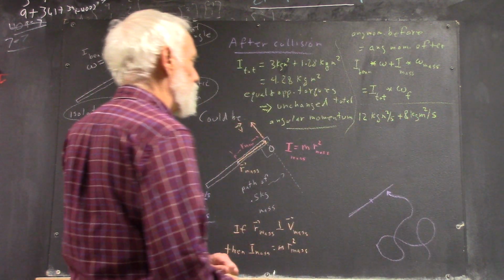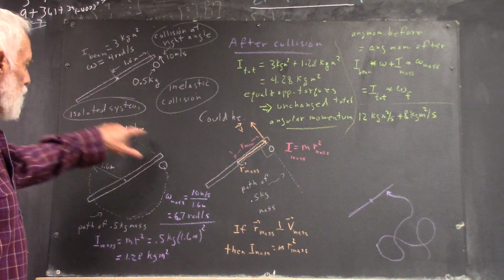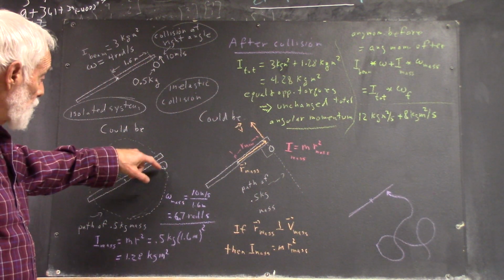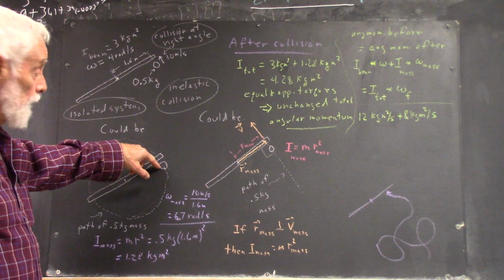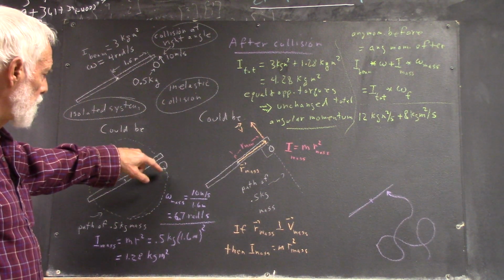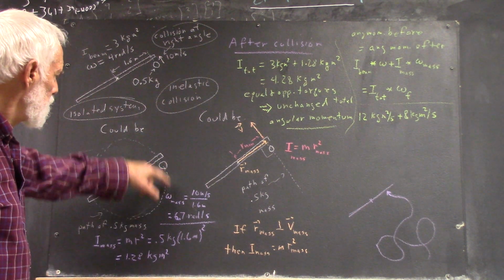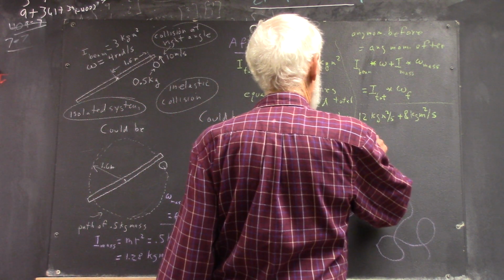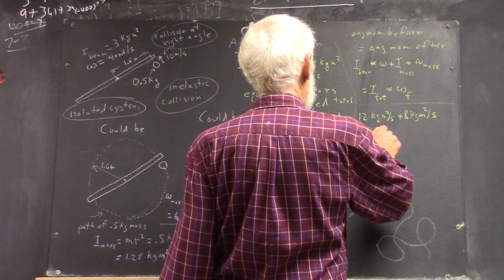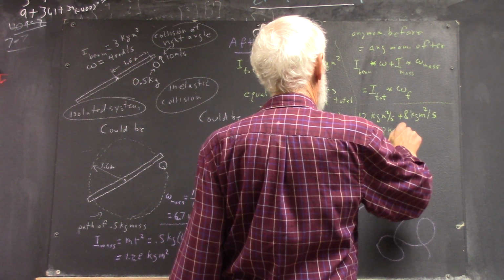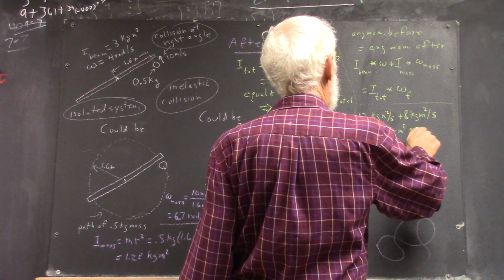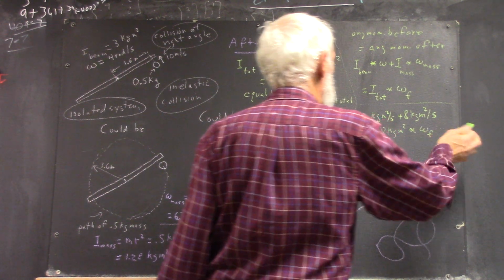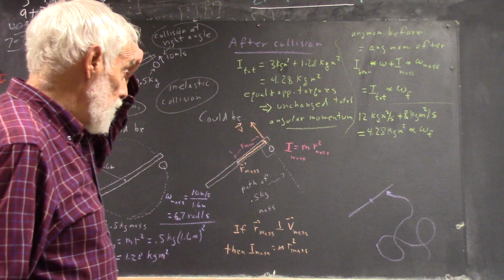Kilogram meters squared per second. Because of course, if I've done this right, that's the angular momentum that this mass would have in this circular path. Okay, and that's got to equal the total moment of inertia, 4.28 kilogram meters squared, times omega F.